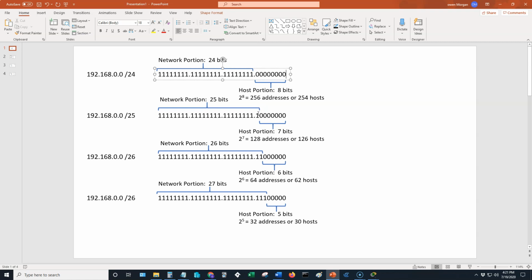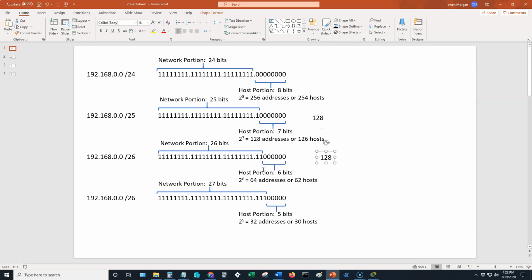Now here, when we've used the first bit in our network portion out of our host portion, its decimal equivalent is 128, or 2 to the power of 7. So 128 is indicated in this bit. If we add all the rest of these together, their decimal equivalent becomes 128. So a /25 network has a 128 decimal equivalent.